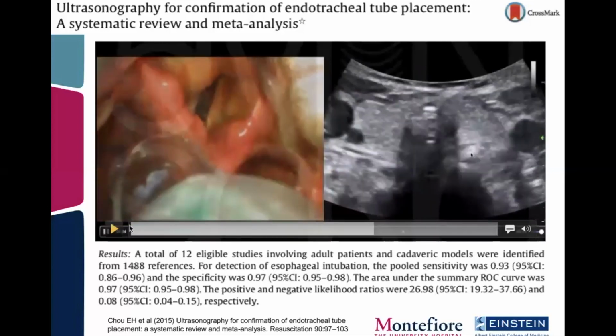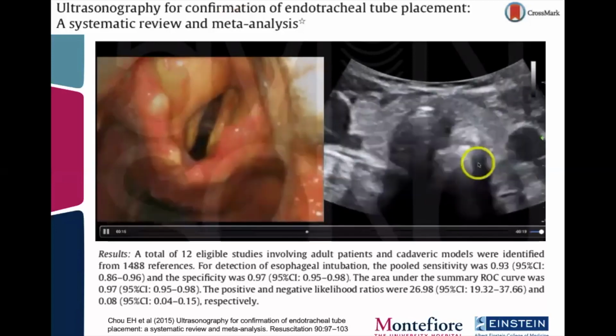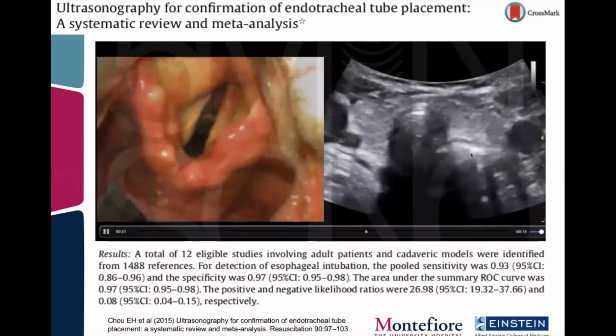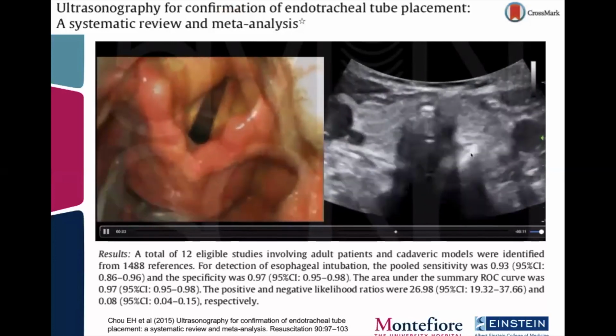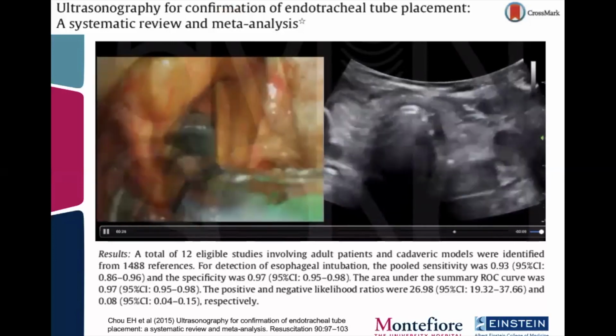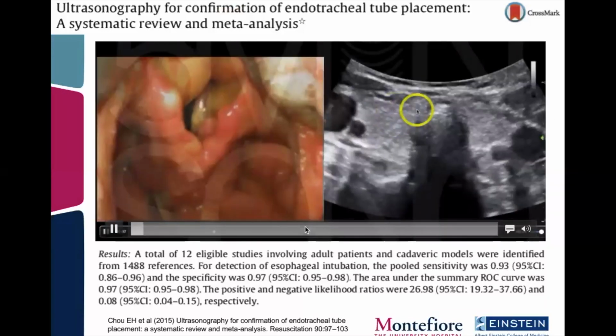So with ultrasound, a meta-analysis was performed on almost 17,000 patients, and 550 of those, 33%, were identified as esophageal intubations. And looking at the data, the authors found that ultrasound identified esophageal intubations with a pooled sensitivity of 93% and a specificity of 97%. So I don't think ultrasound will replace capnography, but it can certainly be used as an adjunct if you have it.